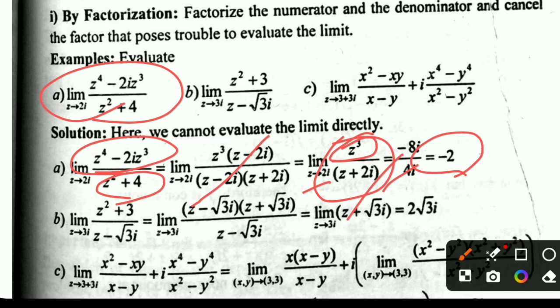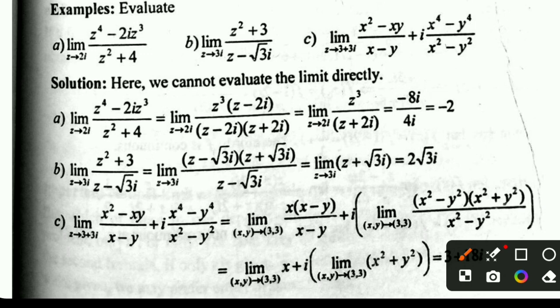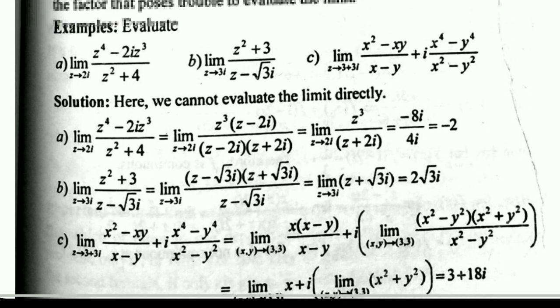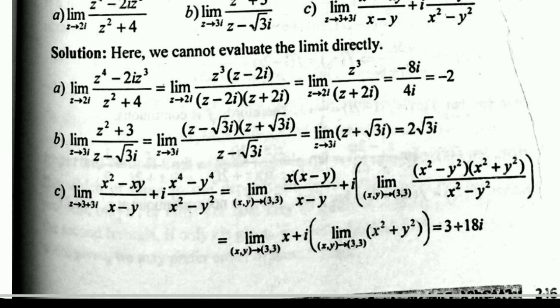So when you are asked to find the limit of a complex function, you have to realize that what you do in the real number system is more or less the same. The difference is that here we have i, and i square means minus 1. So you have to consider this and apply the limit techniques from the real number system.